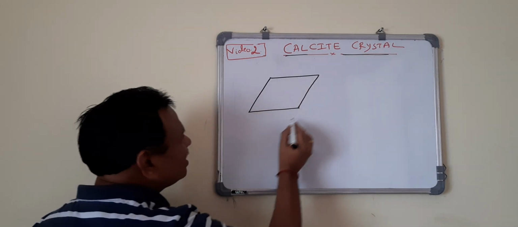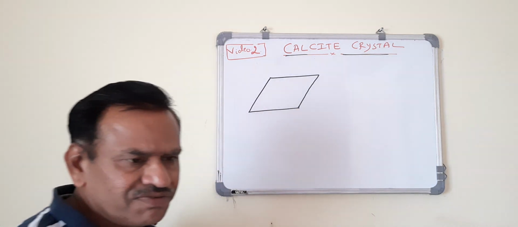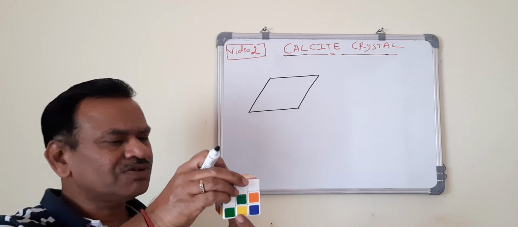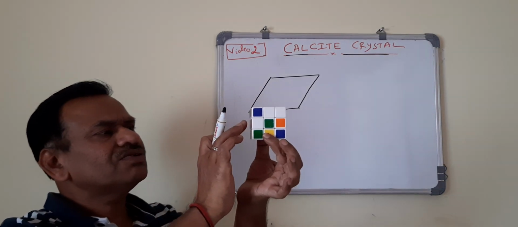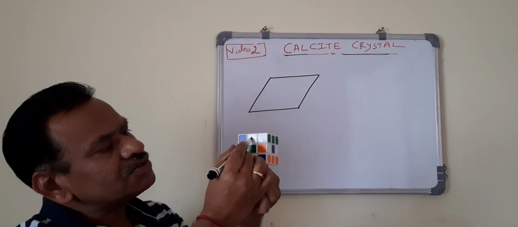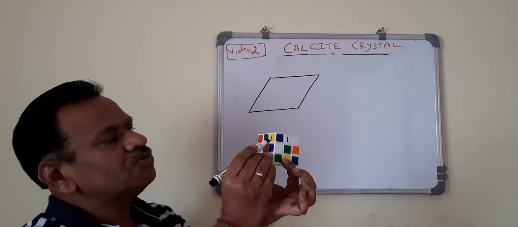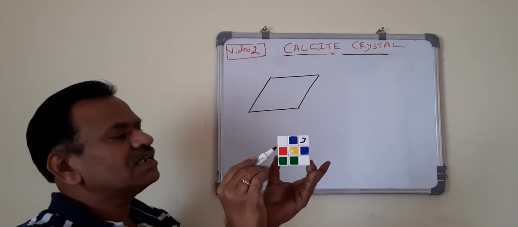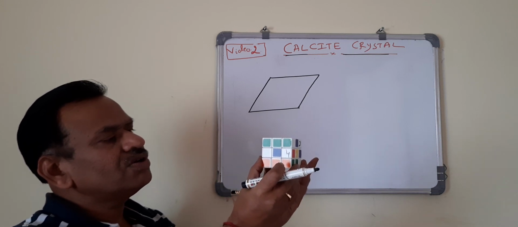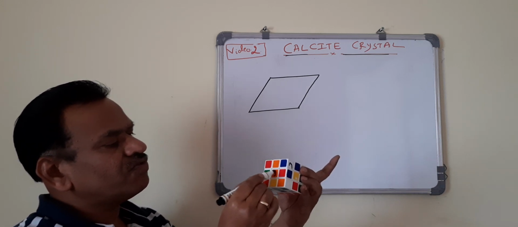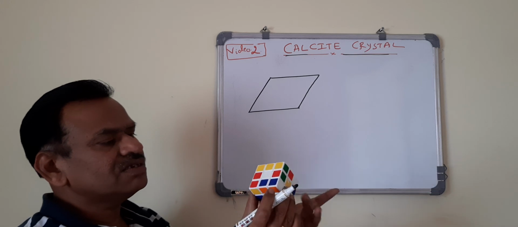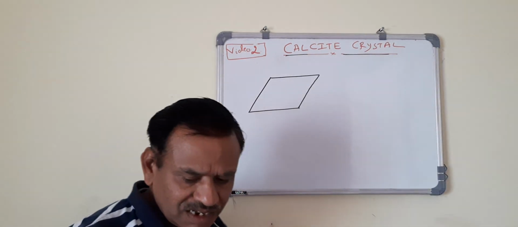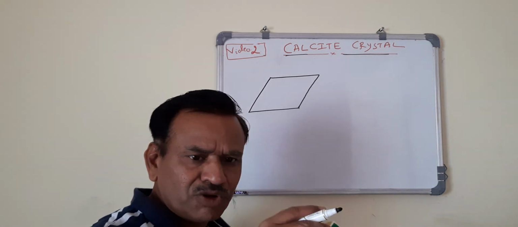Now this is face 1. We can assume that it is face 1. Like any structure, of course, it is similar to a simple cubic structure. It has got 6 faces. This is 1, this is 2, this is 3, this is 4, this is 5, and this is 6. It has got 6 faces.